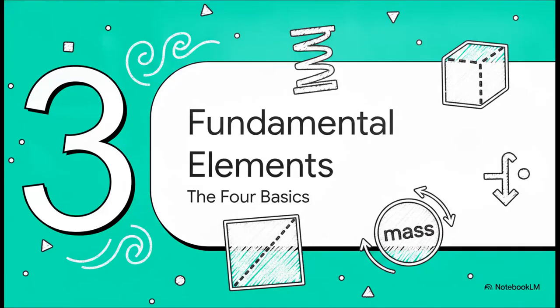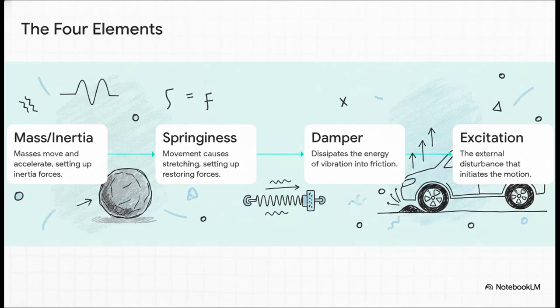Let's get into the anatomy of these systems, with section 3, the 4 fundamental elements. You know, every single vibrating system on Earth can be boiled down to these 4 physical elements that completely dictate its dynamic response. First, you have mass, or inertia. Second, a restoring element, which provides your springiness. Third, a dissipative element, commonly called a damper, which bleeds off the energy. And fourth, external excitation.